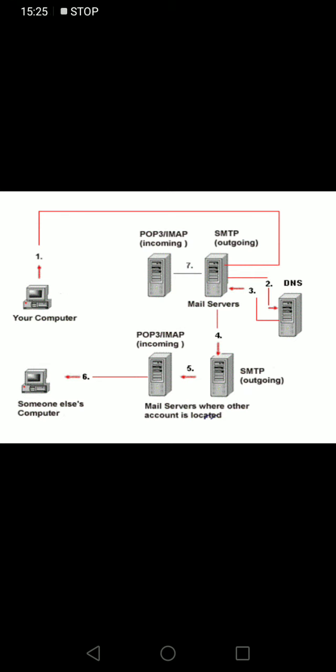Then two protocols can be used here. We can use POP3 to download the entire message to the local computer, and then the copy is deleted from the server. Or we can use IMAP, where you can view your message from the server itself. We are not downloading it to the local computer. So this is the way you send mail from one machine to another machine.